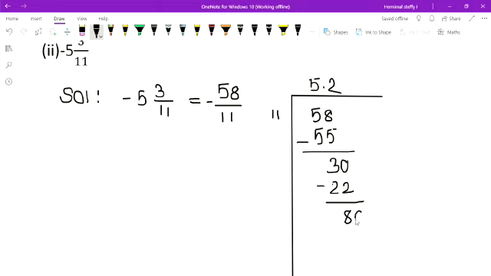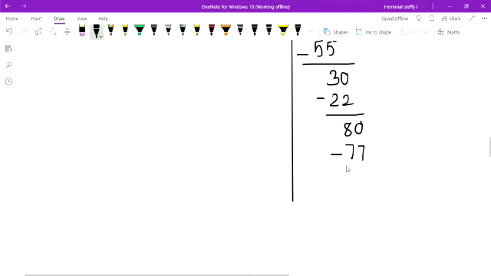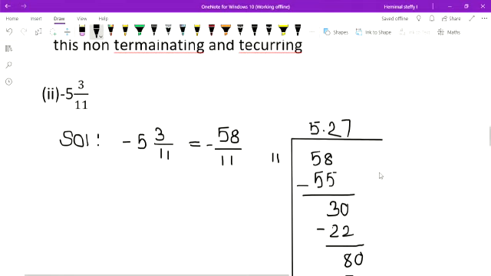Then I can add 0 because you have the decimal point. So we can add 0 here. So 80, how many times? 7 elevens are 77. So I am going to subtract here, then it changes to 3. It gives 3. Again I add the 0 here, and it changes to 30.